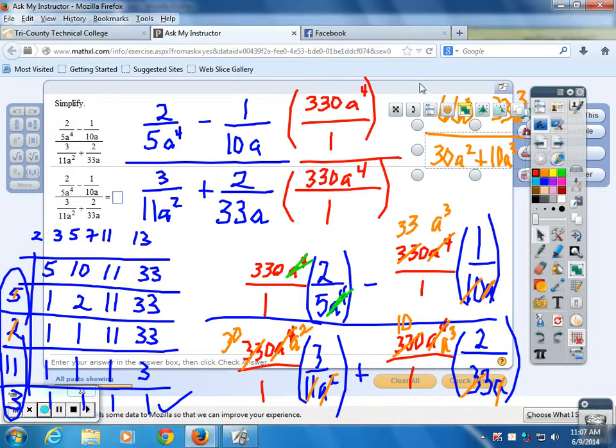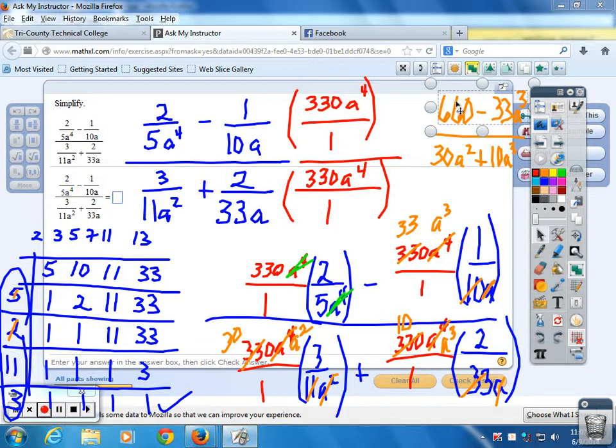It'll let me copy part of it. I don't understand this program sometimes. Oh well.